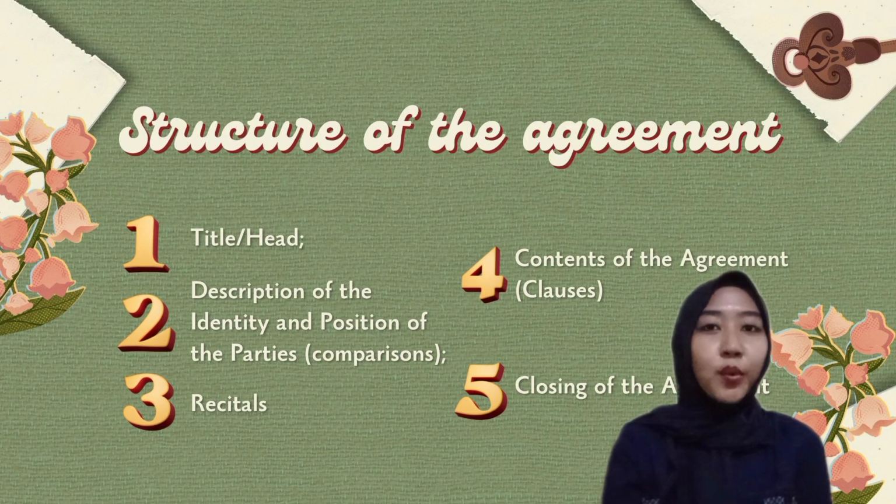I made this video to fulfill my English final exam assignment, and in this video I will be reviewing a sale and purchase contract. So let's check it out. When reviewing the contract, we must know that the structure of this agreement consists of 5 parts.